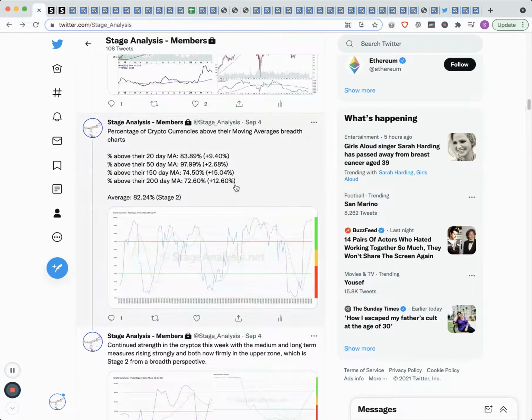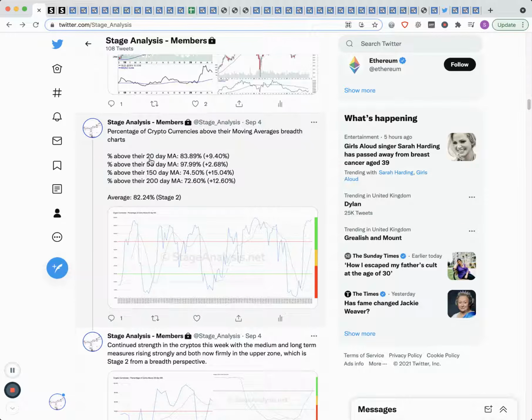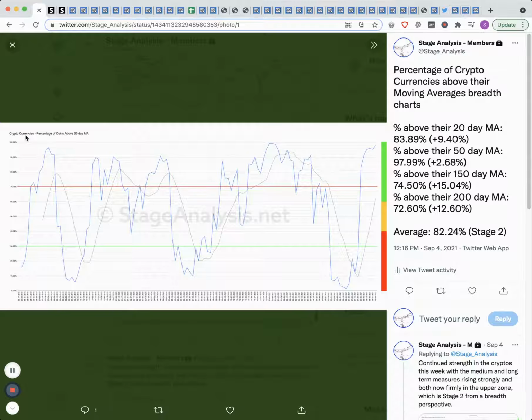I also do some crypto breadth, so percentage of cryptocurrencies above their 20-day, 50-day, 150-day, and 200-day MAs. So this is the cryptocurrencies percentage of coins above their 50-day MA chart. The buy signal on this one is when it moves back through the key 30% level, which is this green line here, and it's been in the lower zone for a while.